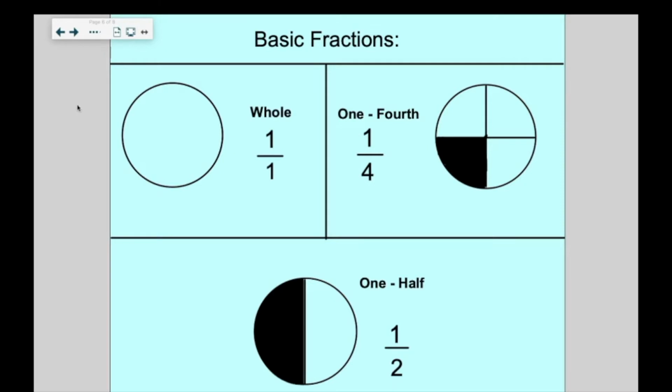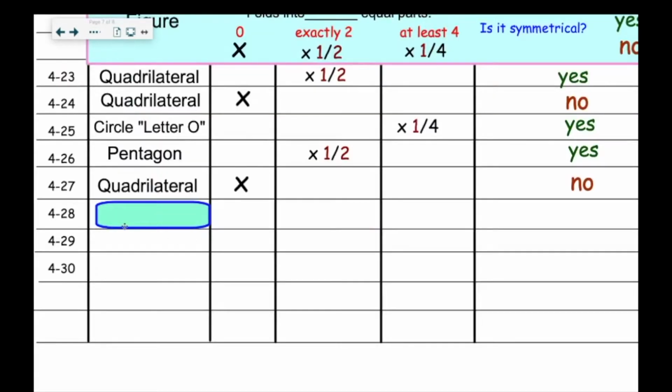This month we're working with folding 2D shapes into equal parts, and that's fractions. So let's review them. One whole, there are no fractions in this. It's one whole. Here's 1/2, so 1/2 plus 1/2 makes the whole. And here's 1/4. 1/4 plus 1/4 plus 1/4 plus 1/4 makes the whole. So fourths, halves, whole. Yesterday we had a quadrilateral and it could not fold into any equal parts, and so those equal parts could not be symmetrical.